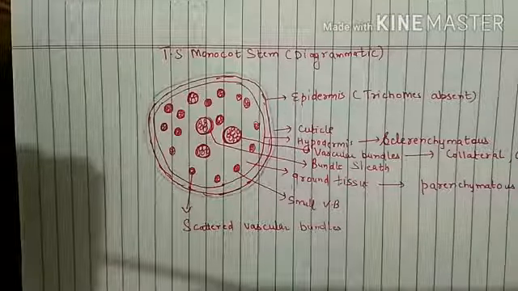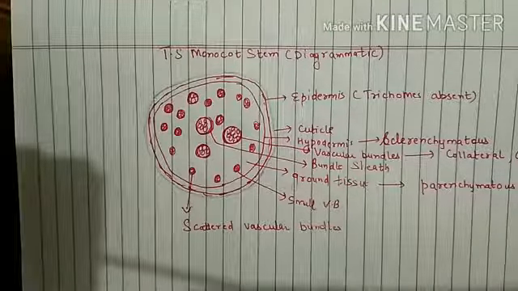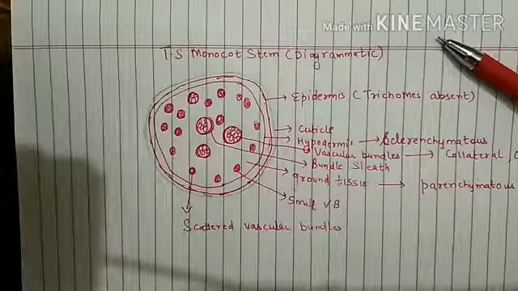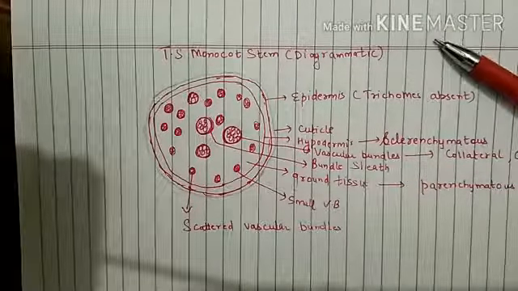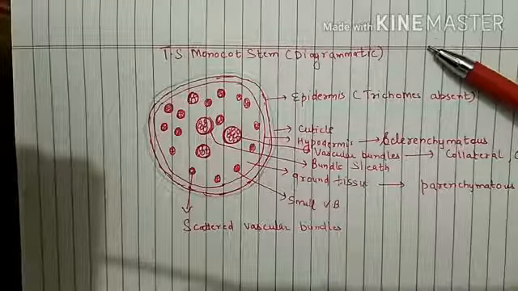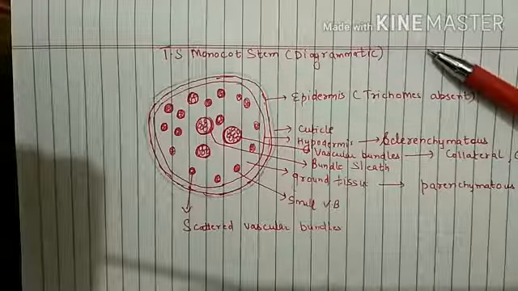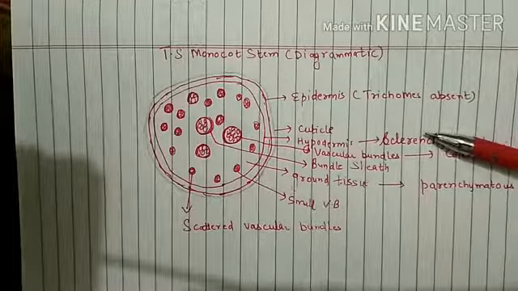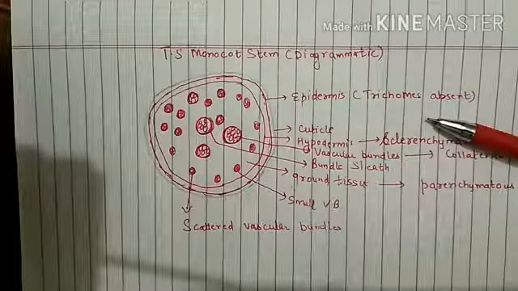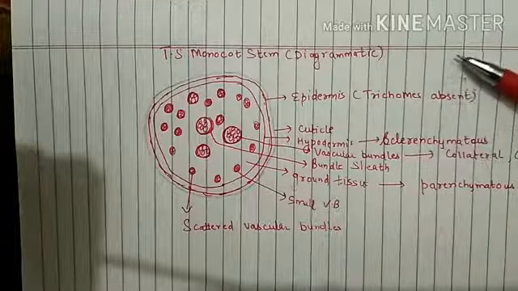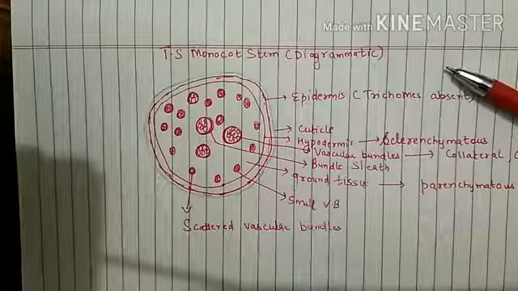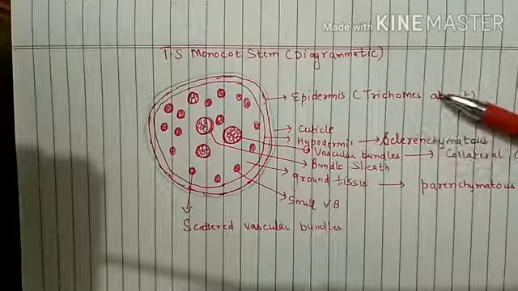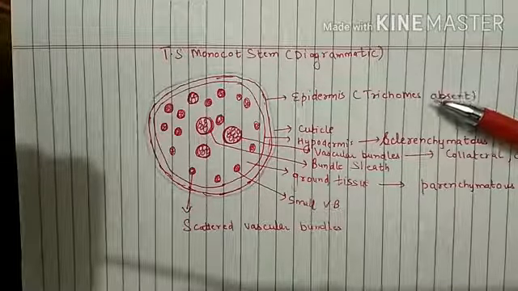So dear students, now we are going to observe the anatomy of monocot stem. We use the maize plant to observe the anatomy of monocot stem since maize is a monocot plant. First of all, we will observe the transverse section of monocot stem through diagrammatic representation, and a thin transverse section of this monocot stem reveals the following structures.